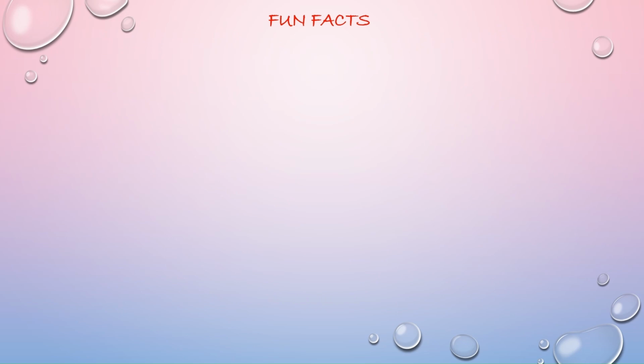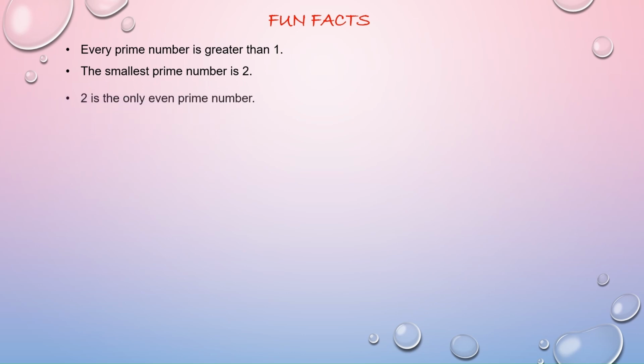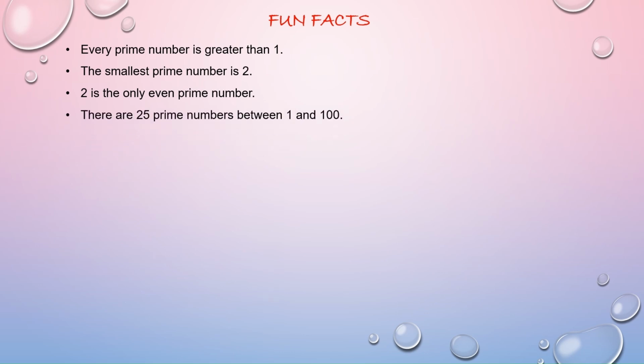Let's hear some fun facts. Every prime number is greater than 1. Which is the smallest prime number? 2. The smallest prime number is 2. And 2 is the only even prime number. All the other even numbers are composite numbers. Between 1 and 100, there are 25 prime numbers. We used a sieve of Eratosthenes and we found out that there are 25 prime numbers between 1 and 100.